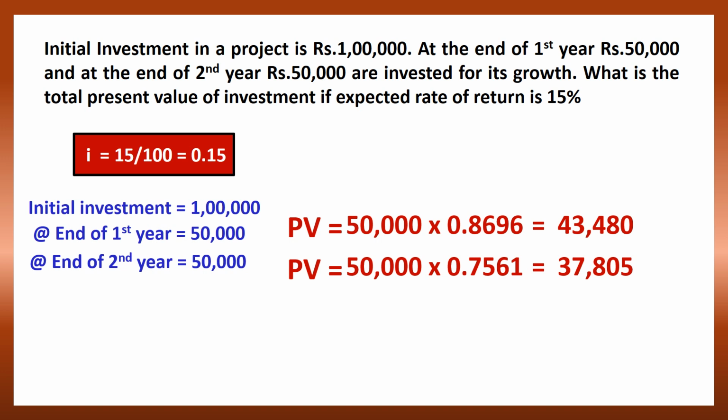Now let us see the total investment or the present value of all these investments together. First 1 lakh, present value of 1 lakh is 1 lakh itself, and then the present value of first year invested 50,000 is 43,480, and the present value of 50,000 invested at the end of second year is 37,805. So the total present value of investment is 1,81,285. This is the same value that we got while doing in the other manner.